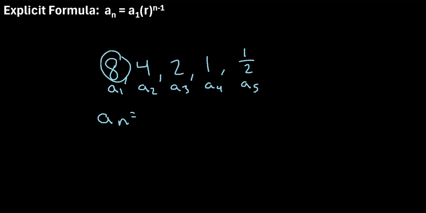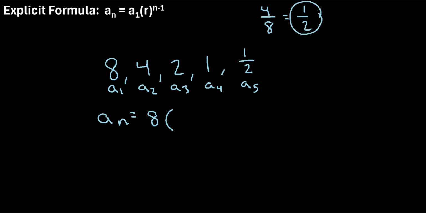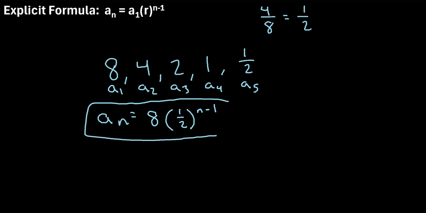So a sub 1 we can see is 8. So we'll write 8 times r. R is the common ratio. So remember to find that, just pick any value in the sequence and divide by the previous value. So let's say we pick 4 and we want to divide by the previous value of 8. Let's see what we get. 4 divided by 8, that can be reduced to 1/2. So r, the common ratio, is 1/2. So we'll write 1/2 right here to the power of n minus 1. And this is our final answer. This is the explicit formula we can use to find the nth term in this sequence.